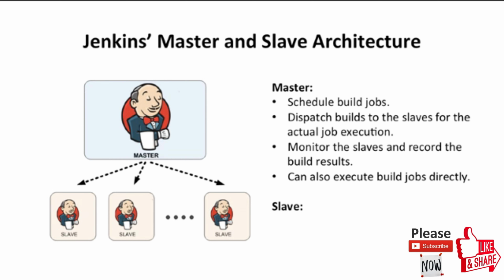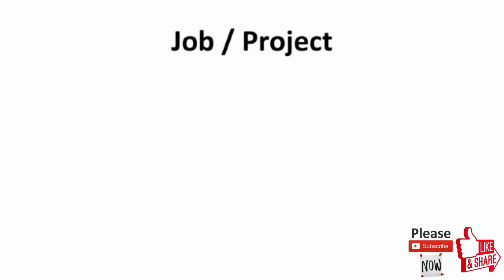A Jenkins slave is a small Java program that listens for requests from the Jenkins master. The job of the slaves is to do as they are told, which is mainly executing build jobs dispatched by the master. It is possible to configure a job to always run on a particular slave machine or a particular type of slave machine. Next, we'll get familiar with some of the key concepts within Jenkins.